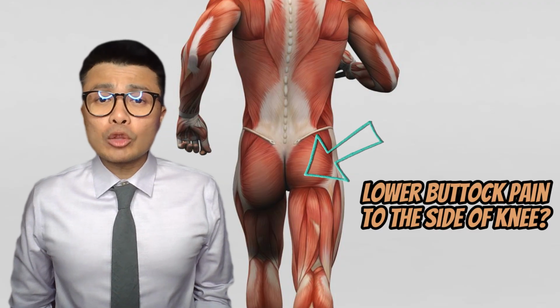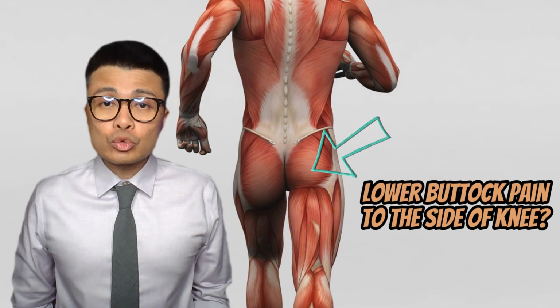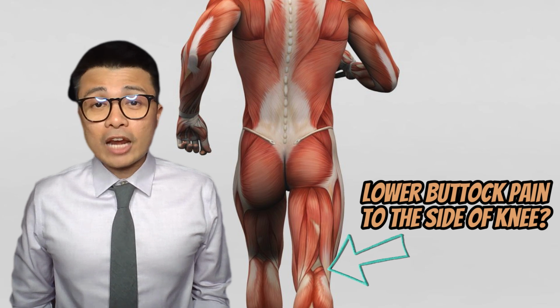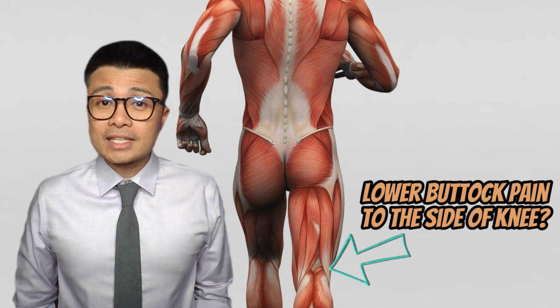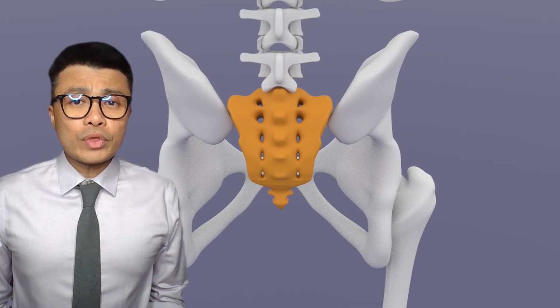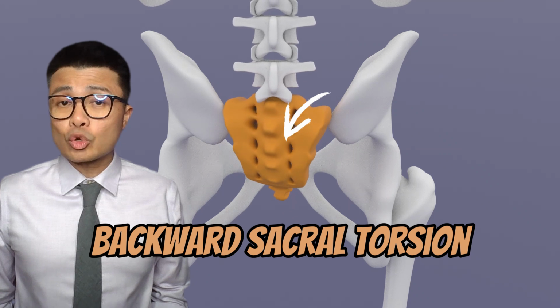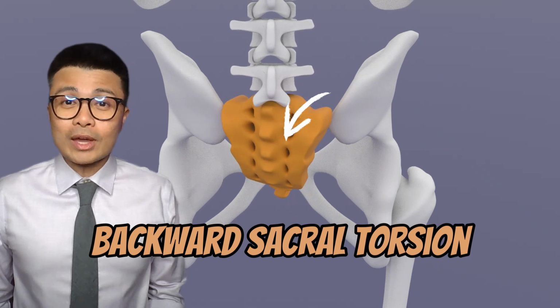Do you have a lower buttock pain that shoots to the side of the knee and is aggravated by walking, chair rise, and side sleeping? If so, then you may have a backward sacral torsion, and this video will show you how to deal with it. Let's dive in.